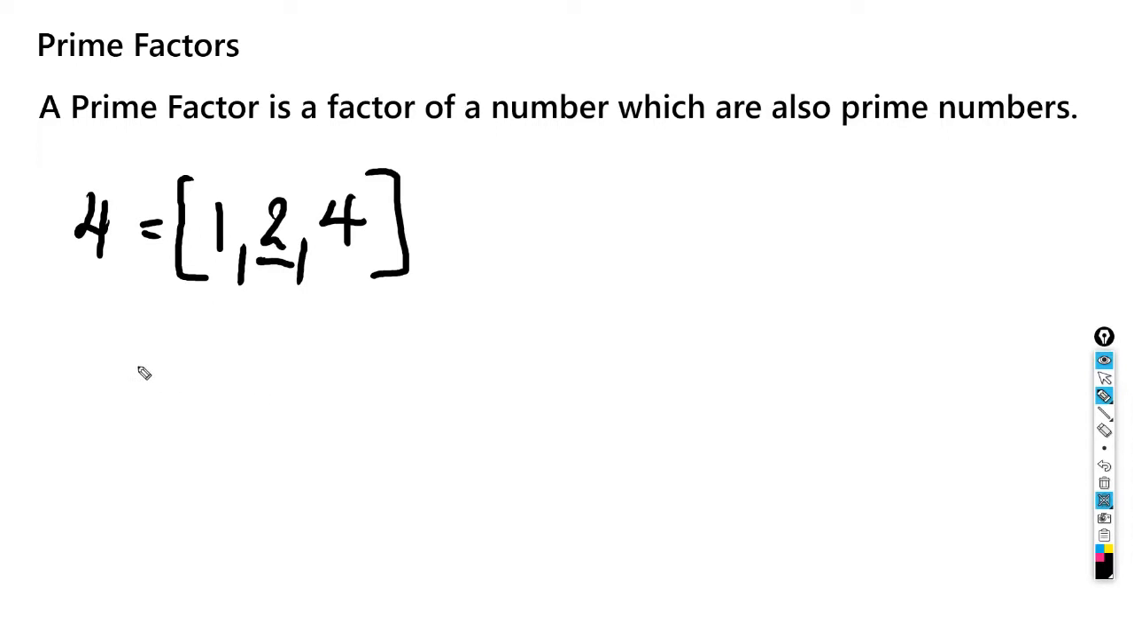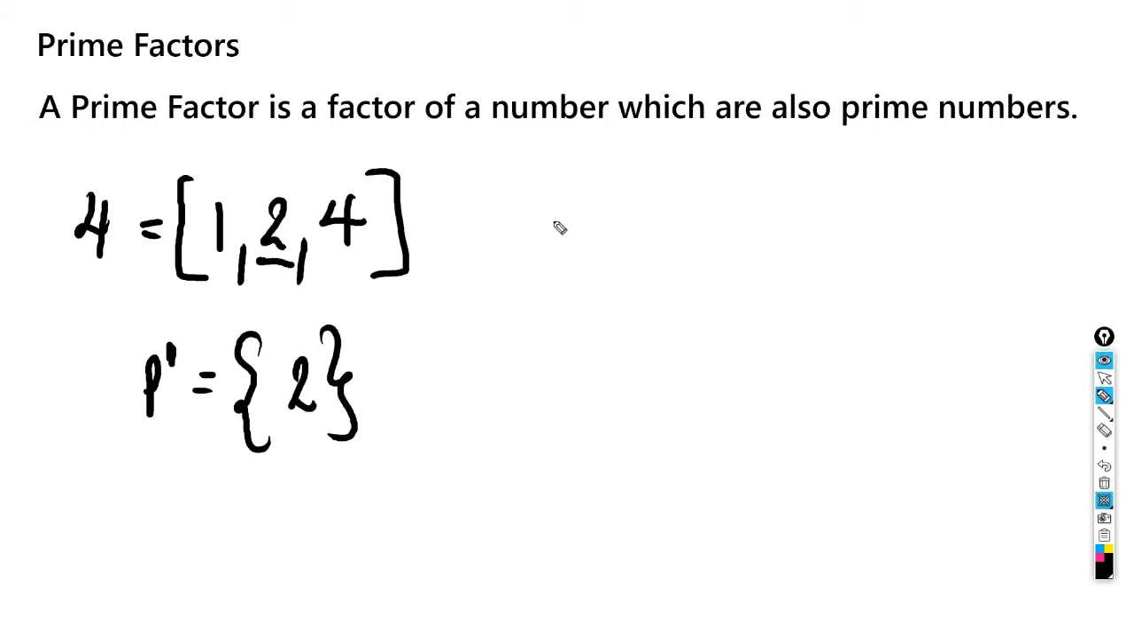So let's call it P prime. Let's call it set P prime. If we were to write out all the factors of 4 that are prime numbers, it would just be 2.